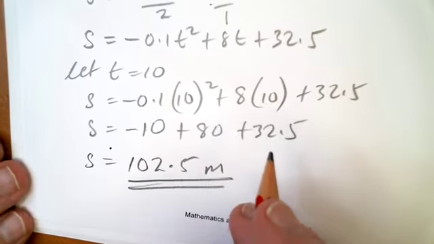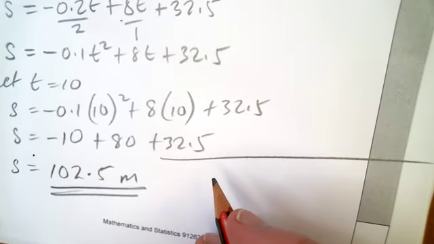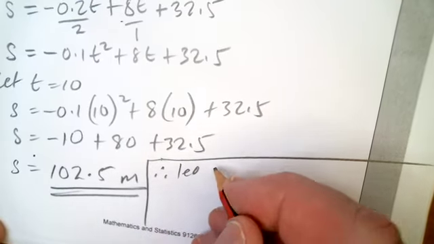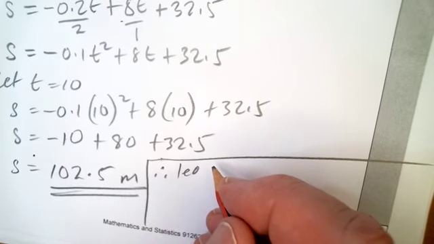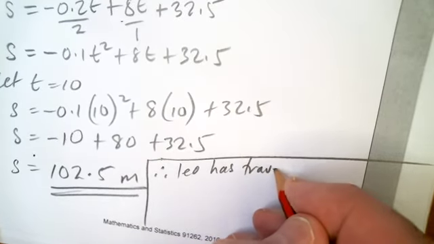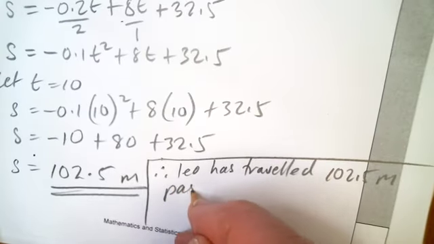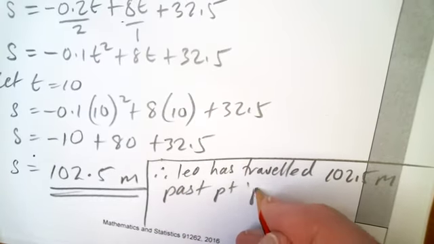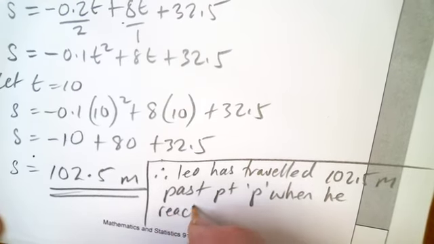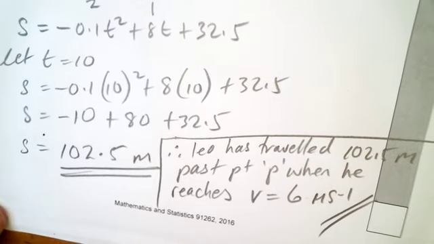So we want to write some sort of context statement here, to the effect of: therefore, Leo, asked how far past P he will reach, has traveled 102.5 meters past point P when he reaches V equals 6 meters per second. And that's what I would write.